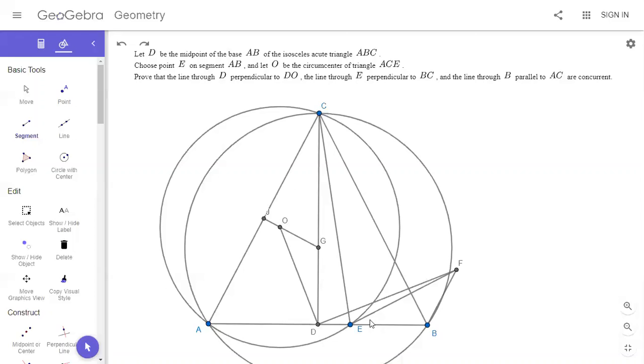Maybe we can say F is the intersection of the line through E and B, and then we look at the reflection of F through point D, and we try to show OF is equal to O with the reflection point. Basically we define F to be the intersection of these two lines, and then we try to show that FD is perpendicular to OD. I kind of like that, right? That's your idea, right?